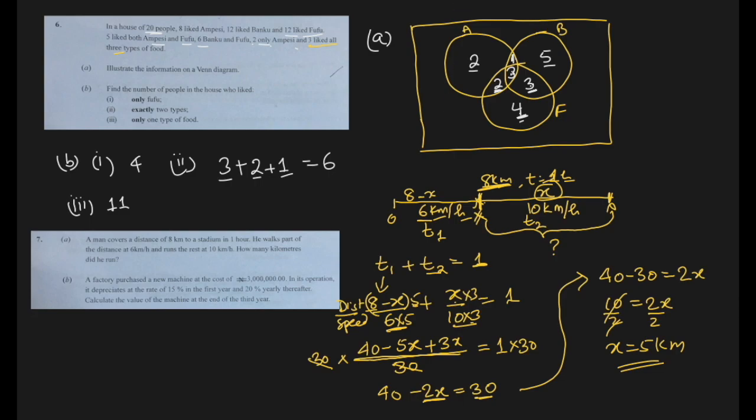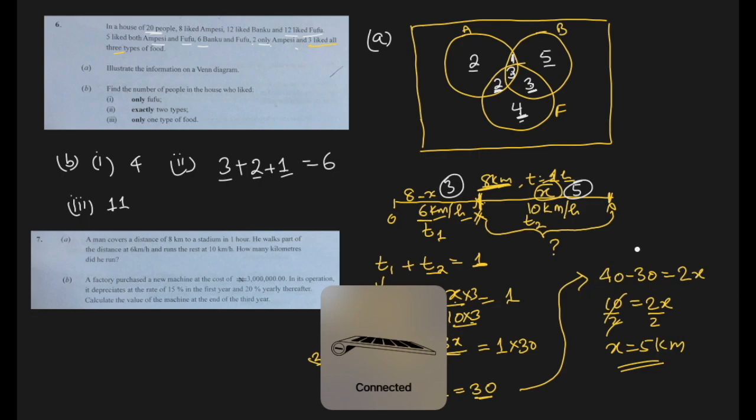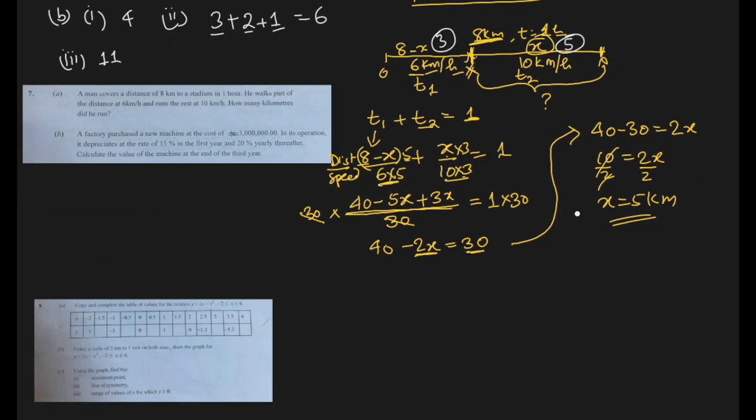So the distance, this one is 5 kilometers for which it ran, and this is just 3 kilometers. 5 plus 3, 8. So let me write the final statement for this. How many kilometers did he run? Okay. The man ran for 5 kilometers.